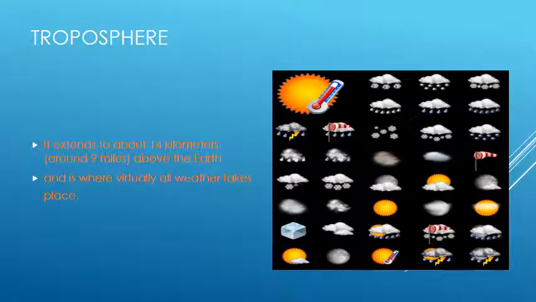So the troposphere extends from 0 kilometers in altitude all the way to about 14 kilometers in altitude, about 9 miles above Earth's surface. And this is where all the weather takes place for the most part. So your rainy days, plenty of those in Florida, to your snowy days, not so many of those in Florida. Sunny days, cloudy days, it's happening in the troposphere, the air we breathe.